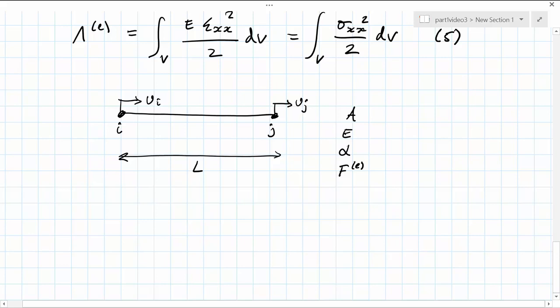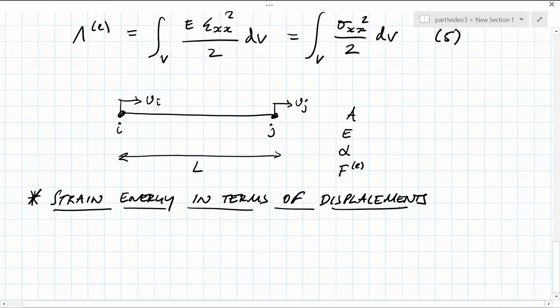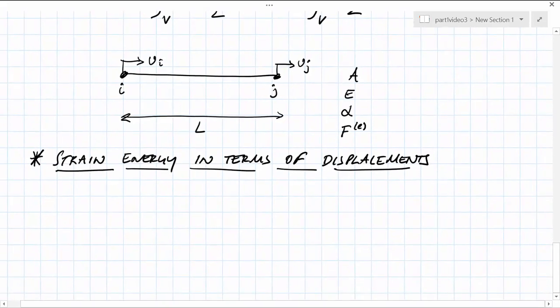To proceed, we must now rewrite the strain energy in terms of displacements. Firstly, we begin by writing down an expression for total strain. We denote this by EXX. And this is just equal to the engineering strain plus the thermal strain.